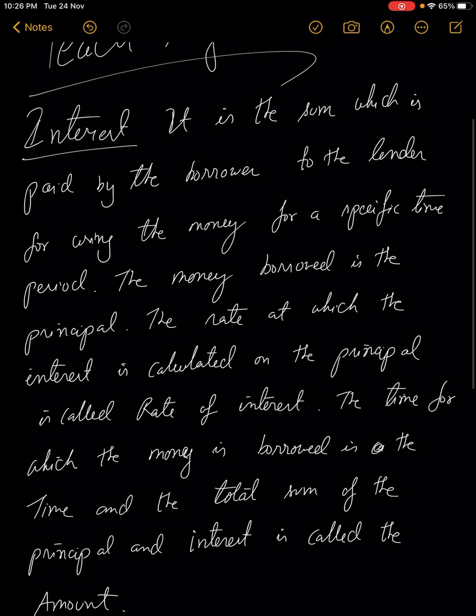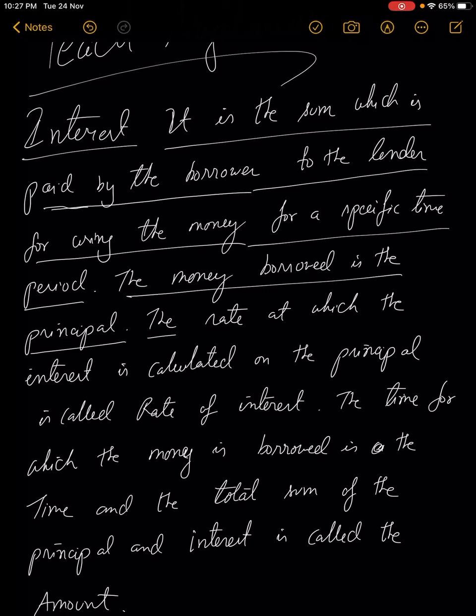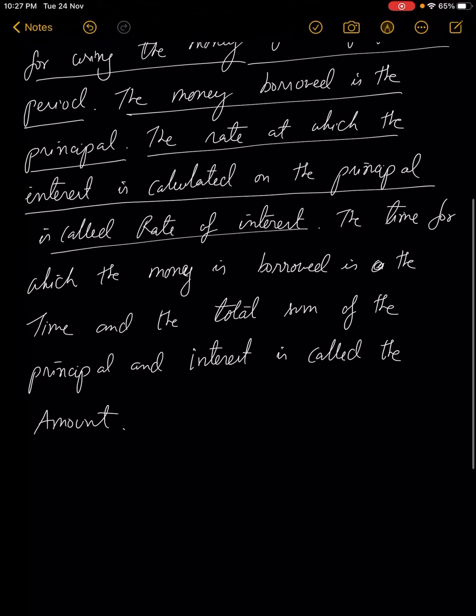Now just some basic things. Interest, what is it? It is the sum, we all know, which is paid by the borrower to the lender, money lender, for using the money for a specific time period. The money borrowed is the principal, of course. The rate at which the interest is calculated on the principal is called the rate of interest. We all know this stuff.